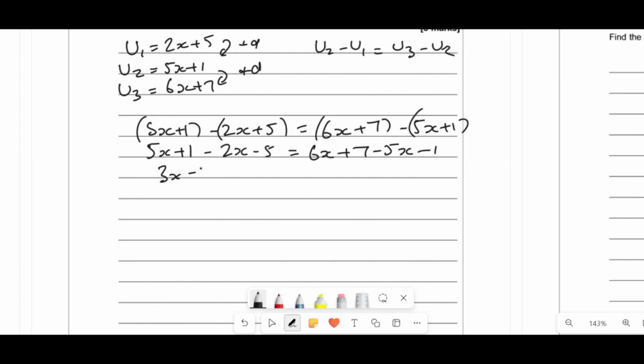1 minus 5 is minus 4 equals 6 minus 5. So x, 7 minus 1 plus 6. So if I move that across, I'll get 2x. No, sorry. If I do that, I get 2x equals 6 plus 10, so x equals 5. So that's the only way you can have it. That's the only solution there.